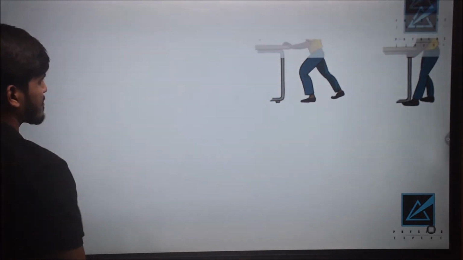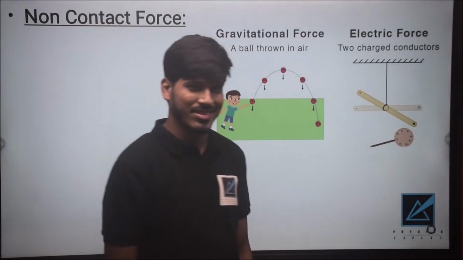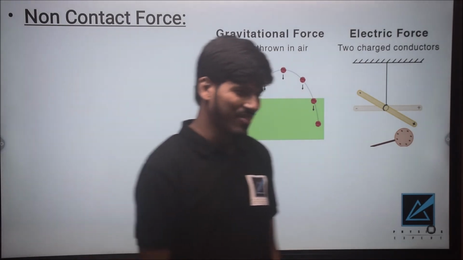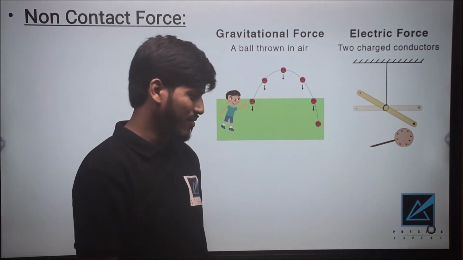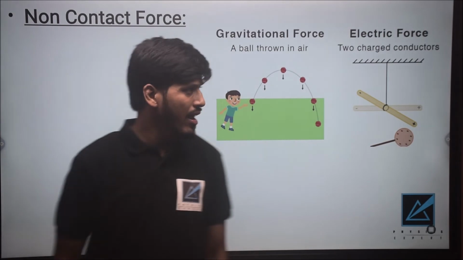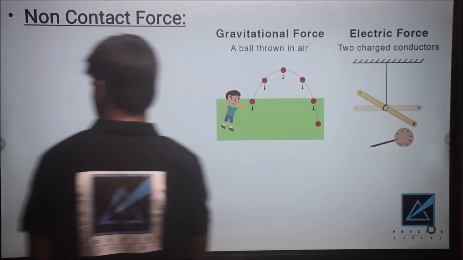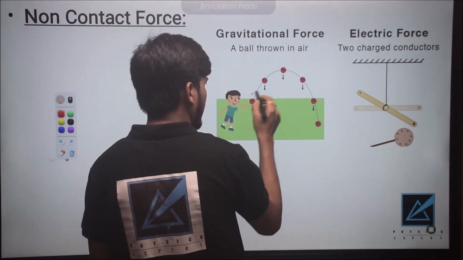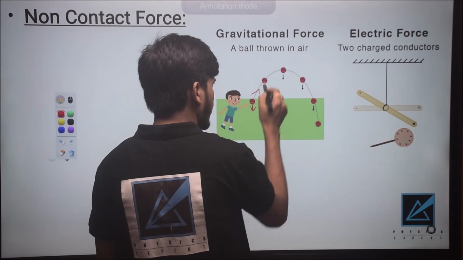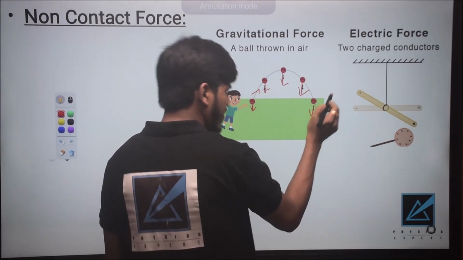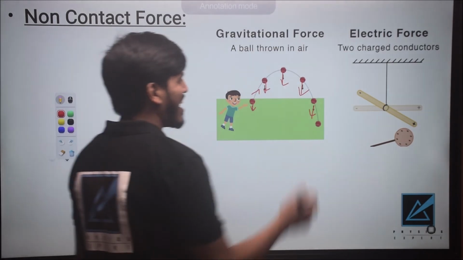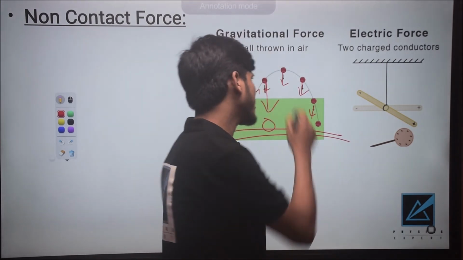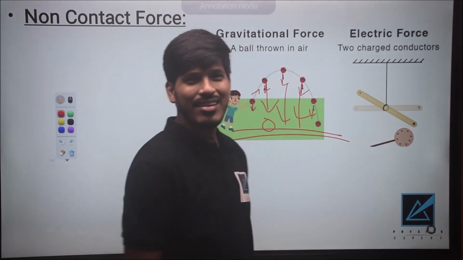Now you see, non-contact force means gravitational force, electromagnetic force. Suppose you throw an object, you throw a ball, then at every point there is force. And this is the gravitational force, every time there is a force in downward direction, right?